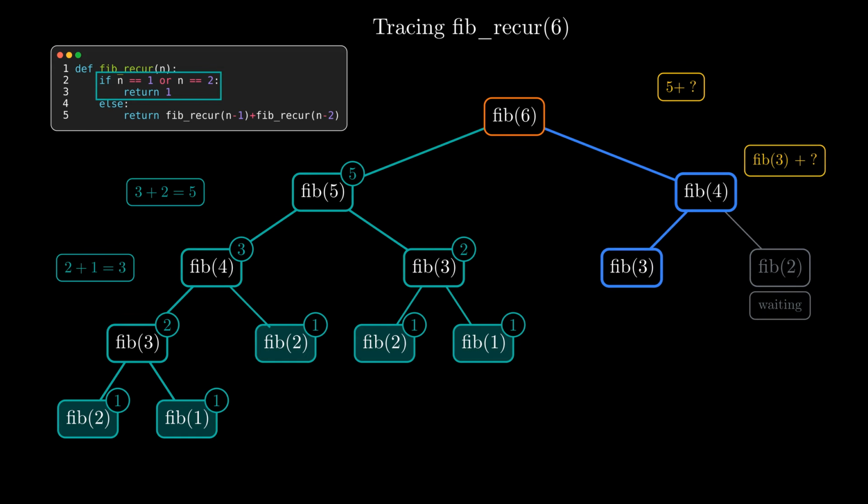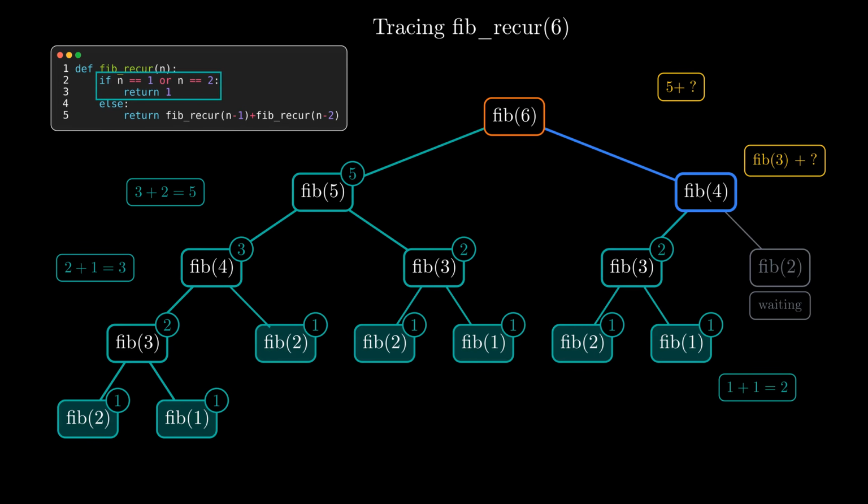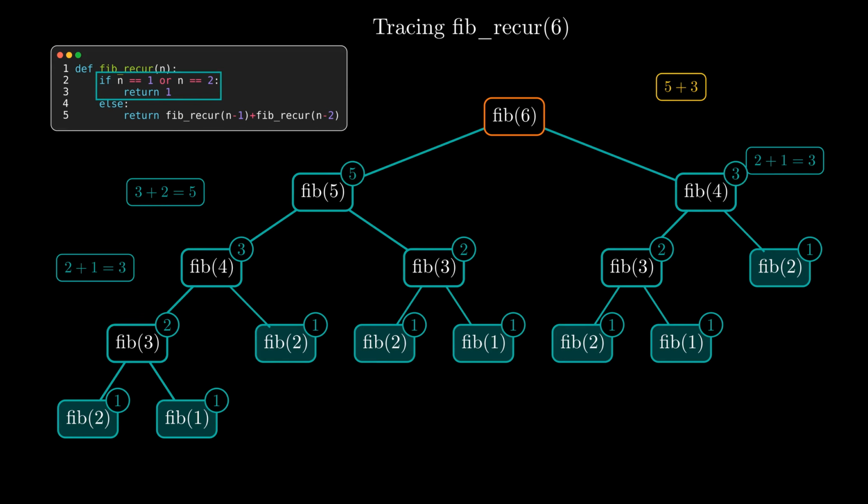It still has to figure out Fibonacci of 4, and the exploration works exactly as before. Fibonacci of 4 needs Fibonacci of 3 first, that Fibonacci of 3 calls Fibonacci of 2 and Fibonacci of 1 and passes 2 back up. Fibonacci of 4 adds its own Fibonacci of 2, gets 3 and passes 3 up. Finally, Fibonacci of 6 has both halves.